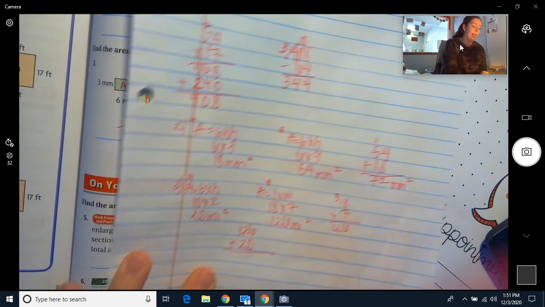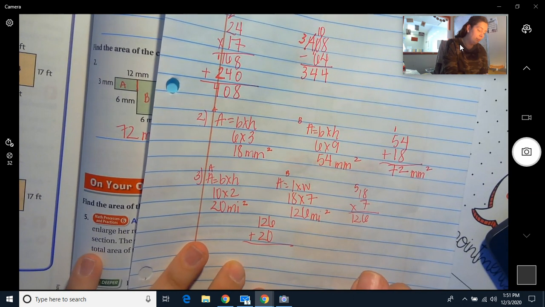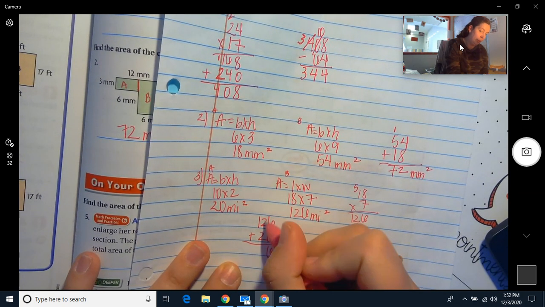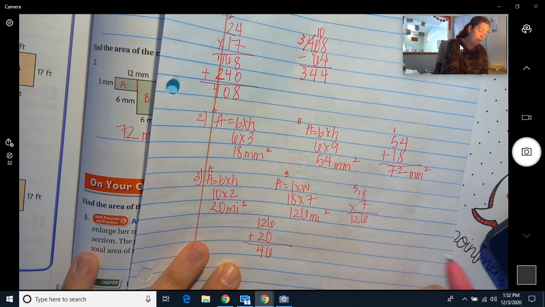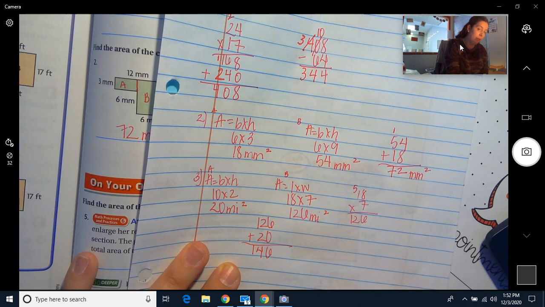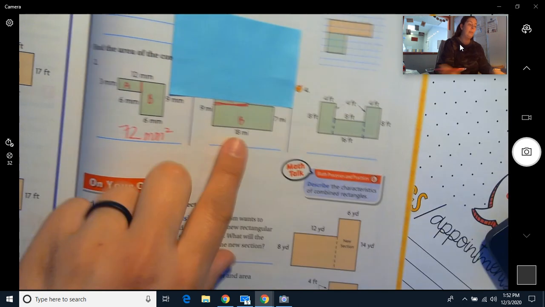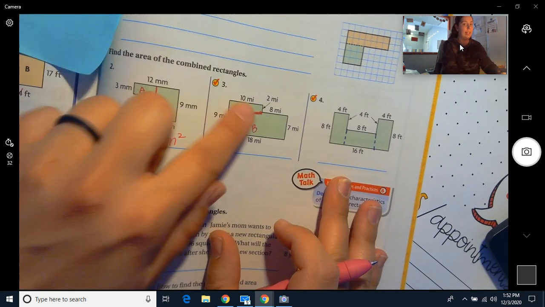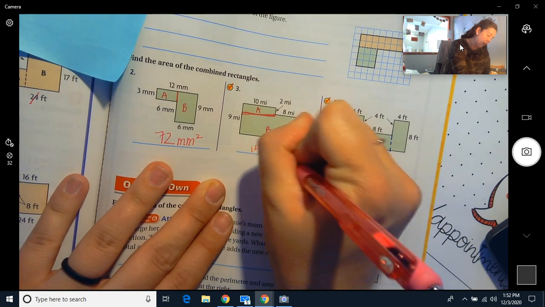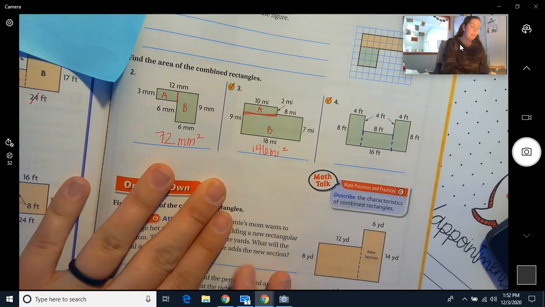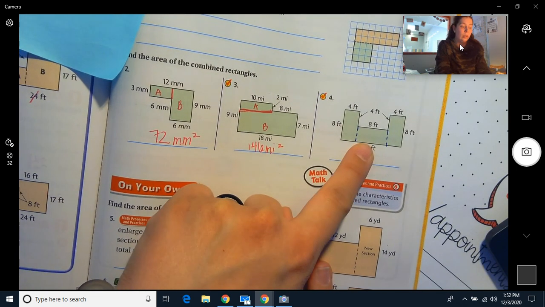Jaylee Smiley, go ahead. 6 plus 0, 6. 2 plus 2, 4. 1 plus 0, 1. What's my label? Miles squared, yes. That would be the area of this whole entire shape. 146 miles squared. Now this one here is going to be a little harder, okay?